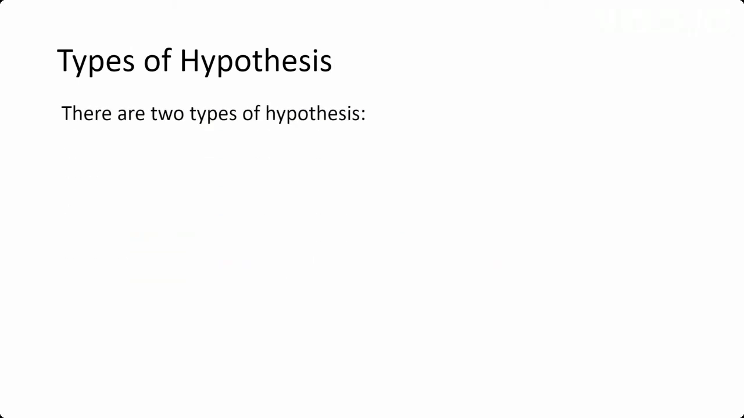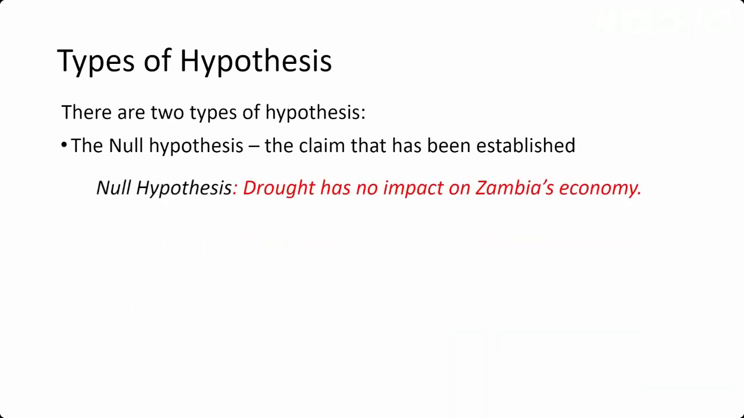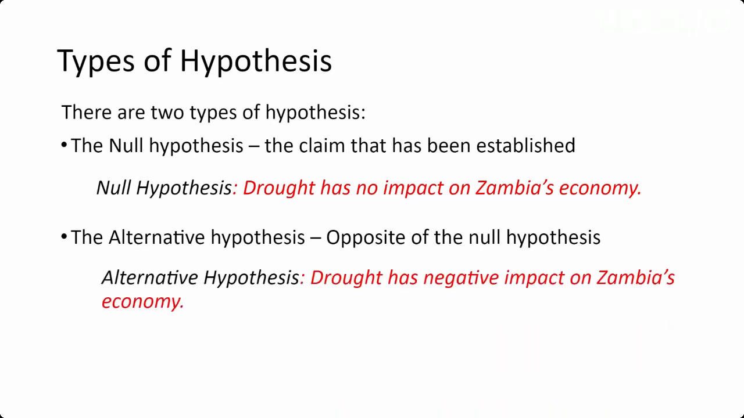There are two types of hypothesis tests. There is what they call the null hypothesis, which is the claim that has been established. For example, the null hypothesis is that drought has no impact on Zambia's economy. Then we have the alternative hypothesis, which is the opposite of the null hypothesis. The alternative hypothesis, in this case, we can give an example: drought has a negative impact on Zambia's economy.